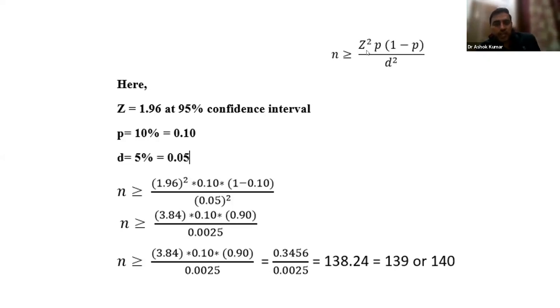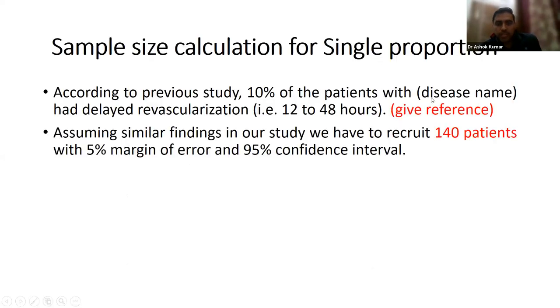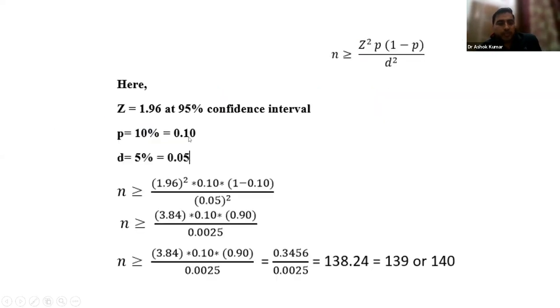So what is D? What is Z? Here Z is equal to 1.96 at 95% confidence interval. It is very simple. P is 10%. Where did we get 10%? This is 10% of the patients, the proportion or prevalence of this disease. So P is 10%, which is 0.10. D is 5%, which means 0.05, when we convert this percentage into proportion.